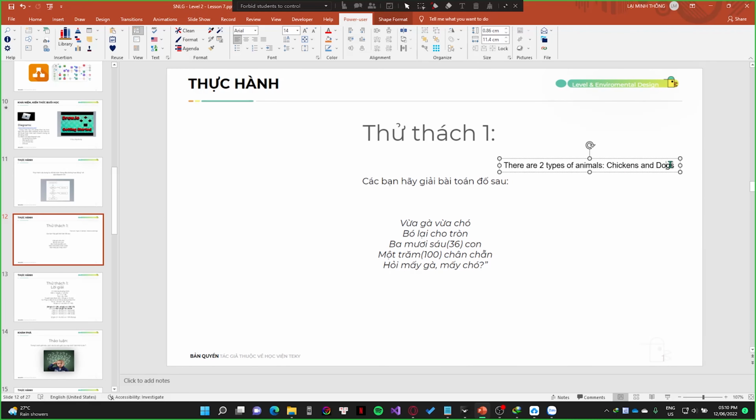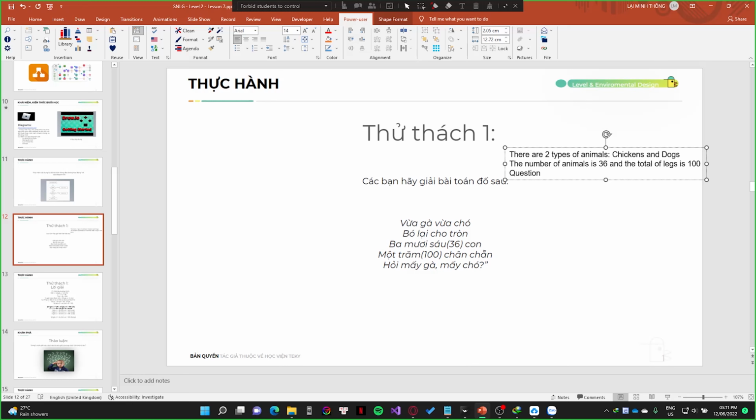Okay, so this is the riddle, and I will summarize what it is saying. The number of animals is 36, and the total number of legs is 100. So this is the issue, and we need to answer this question.